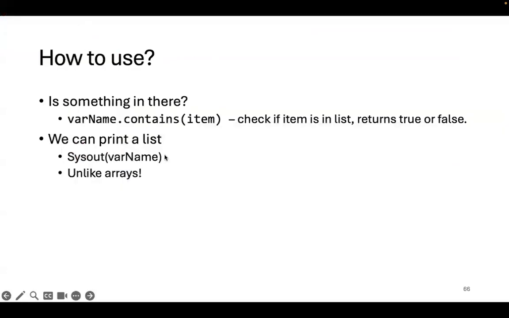We can print a list like we just saw, unlike arrays, which just give you a hash code. If you want to print an array, you've got to write a for loop and then go through each thing and print each thing. So that's a little bit extra work. And I think that's it for lists. So now we really are truly, I promise, doing lab 2.